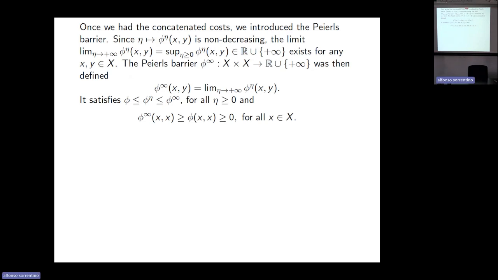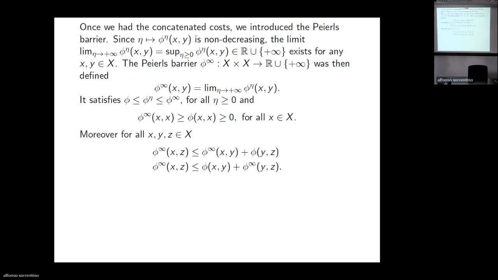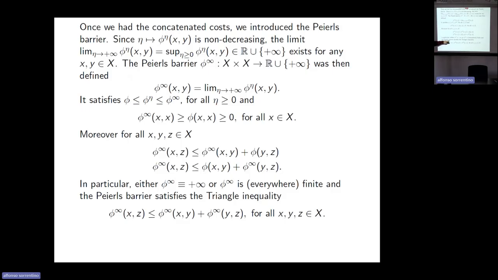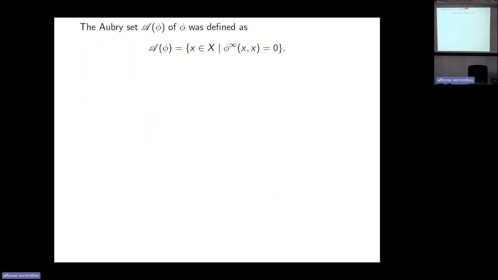And of course, the Peierls barrier is bigger than phi because it's bigger than every phi eta. And it satisfies a mixed triangle inequality with phi, which of course implies a triangle inequality for phi infinity, and the fact that phi infinity is either identically plus infinity or it's everywhere finite.